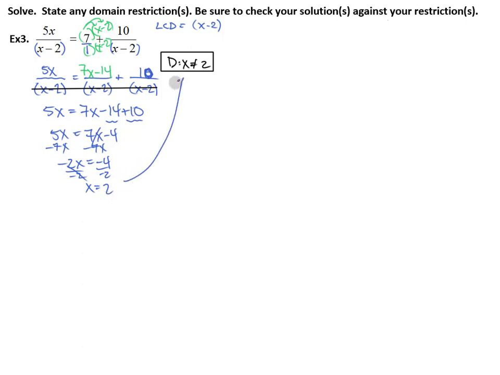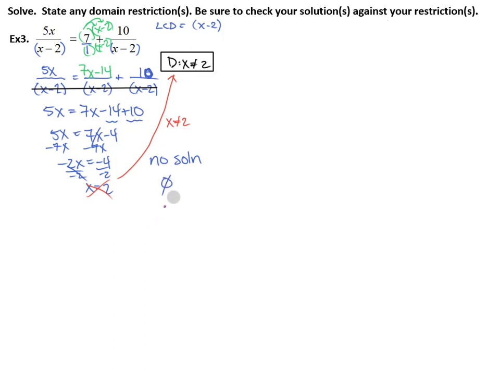So before we box that in, we check with our domain, and wait a second, x can't equal 2 because it would give me division by 0. But this is the only possible answer we came up with. Well, it's an excluded value. x can't equal 2. And because there was only one possible solution, but it can't work for our equation, this actually means we have a no solution problem.